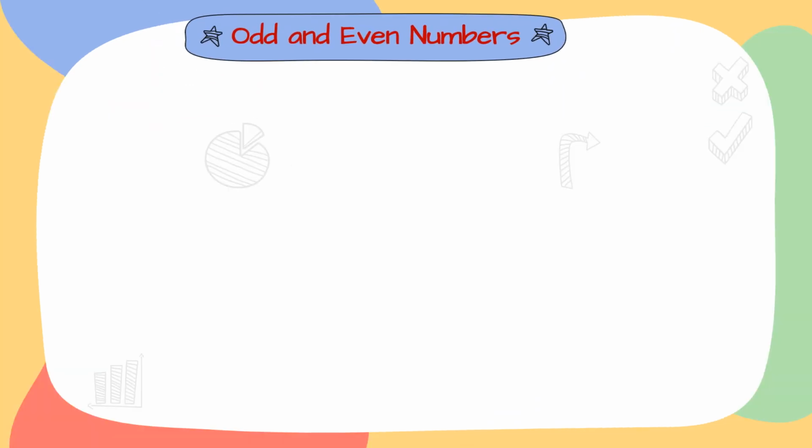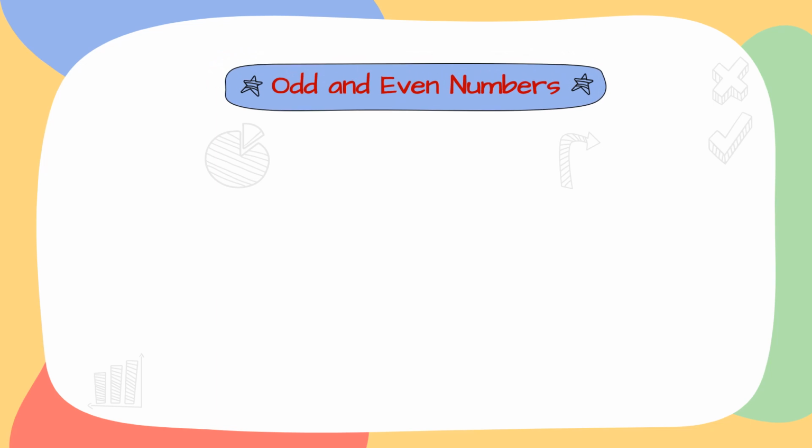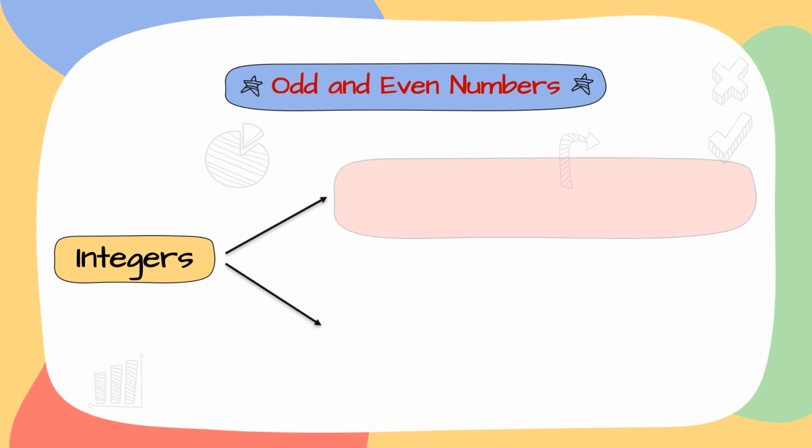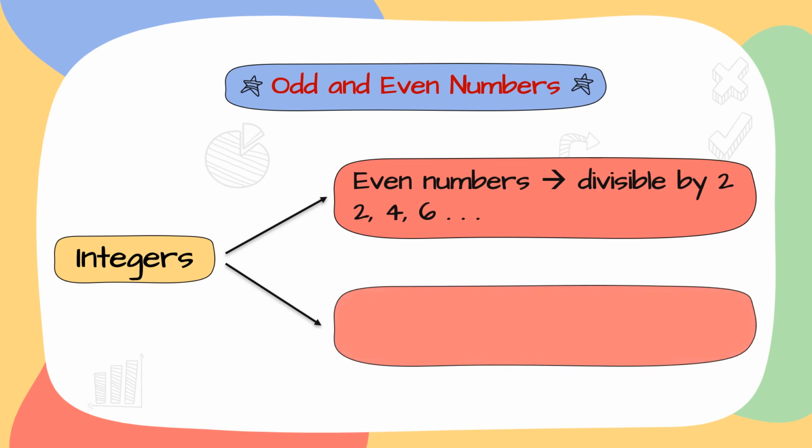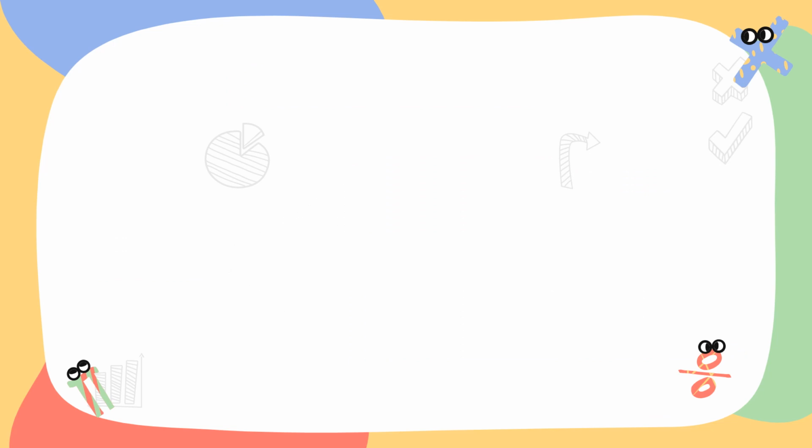Odd numbers and even numbers. We have odds and evens in integers. Now, even numbers are the integers which are divisible by 2. For example, 2, 4, 6 and many more. Odd numbers are the integers which are not divisible by 2. For example, 1, 3, 5 and many more.